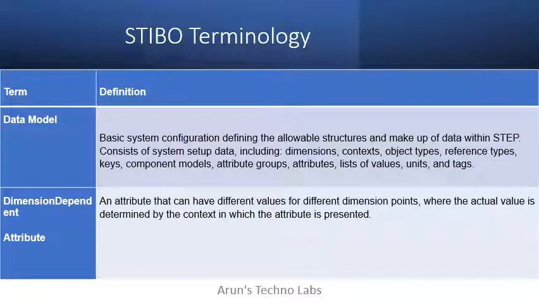Data model: the basic system configuration defining the allowed structure and makeup of the data within STEP. It consists of system setup data including dimensions, contexts, object types, reference types, keys, component models, attribute groups, attributes, lists of values, units, and tags. So the data model consists of everything: lists of values, units, tags, components.